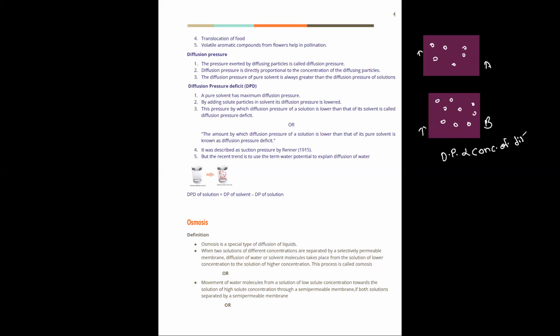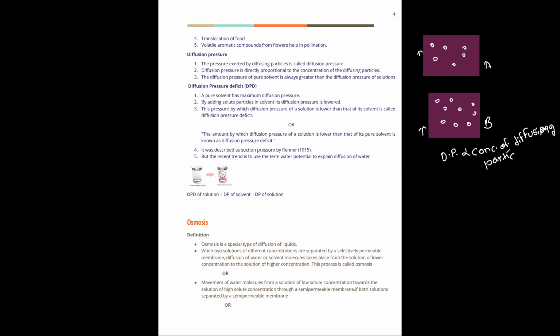If anyone wants to note this down, please note it down, or after this lecture I will share these notes, which would also be good for you. If you need, I can share the notes. Yes, sir. Okay, please share. Yeah. So the concentration of diffusing particles.